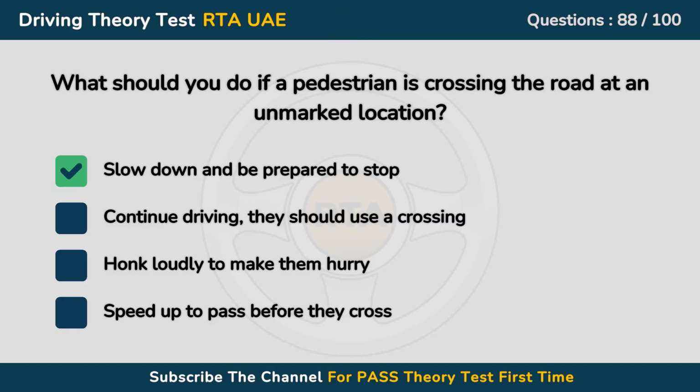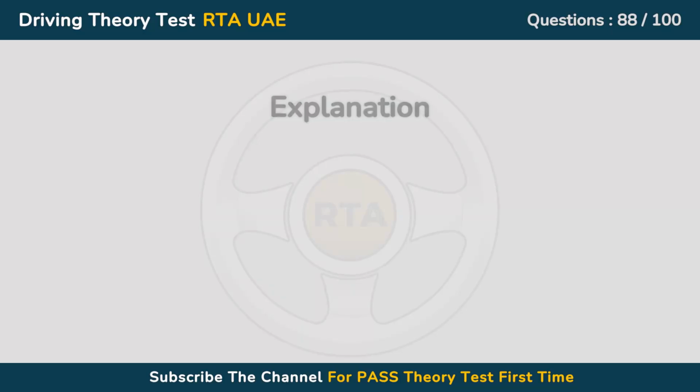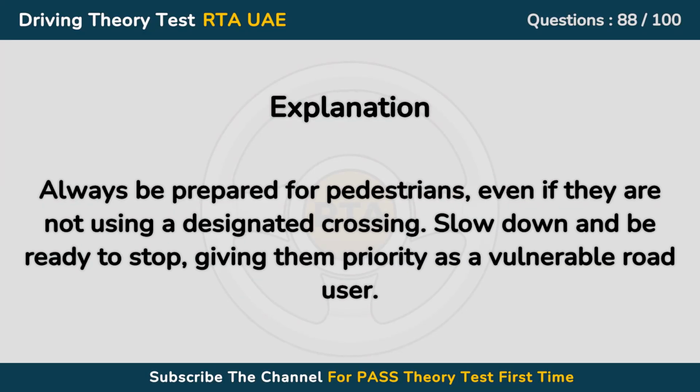Answer is A. Slow down and be prepared to stop. Always be prepared for pedestrians, even if they are not using a crossing. Slow down and be ready to stop, giving them priority as a vulnerable road user.